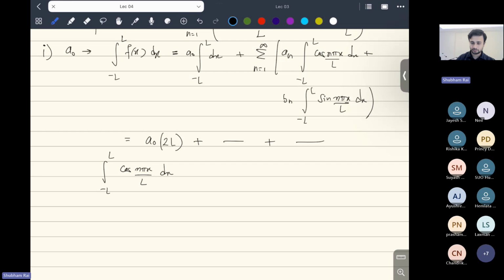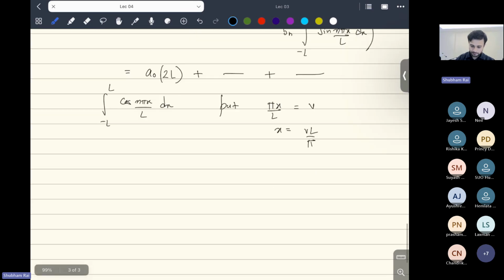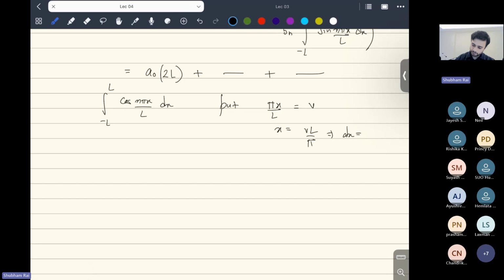So I'm just doing some kind of substitution. So let's put pi x by L equal to V, okay? Because I want to convert this in terms of cosine of nV, and I want to apply some orthogonality relation if it is possible. So I'm putting pi x by L is equal to V, right? So then x will be equal to VL by pi, and from here we can say that dx is equal to dV L by pi, right?